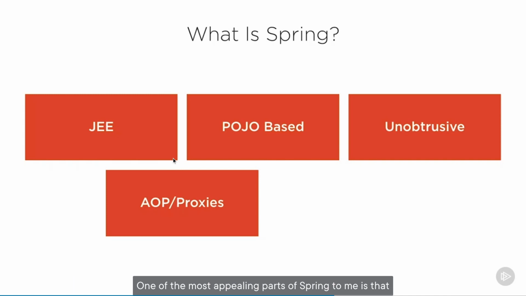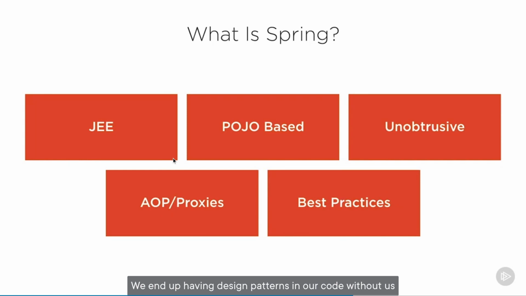One of the most appealing parts of Spring to me is that it's built around best practices. We end up having design patterns in our code without us even realizing that we're using them. Things like singletons, factories, abstract factories, all those best practices are built into our code. Some people may argue that I should know those to get into it. That's true. Having that knowledge of patterns will only help increase your understanding of what Spring is doing, but it can help make new developers or less experienced developers come up to speed and use these patterns more effectively without having that knowledge firsthand. There's patterns like a singleton in there, a factory, an abstract factory, the template method.